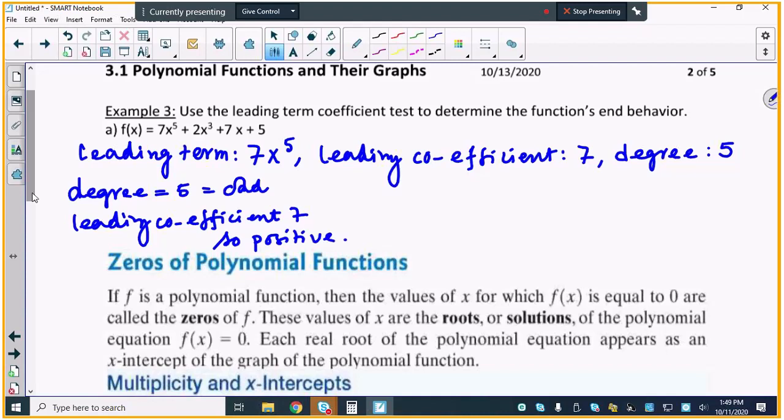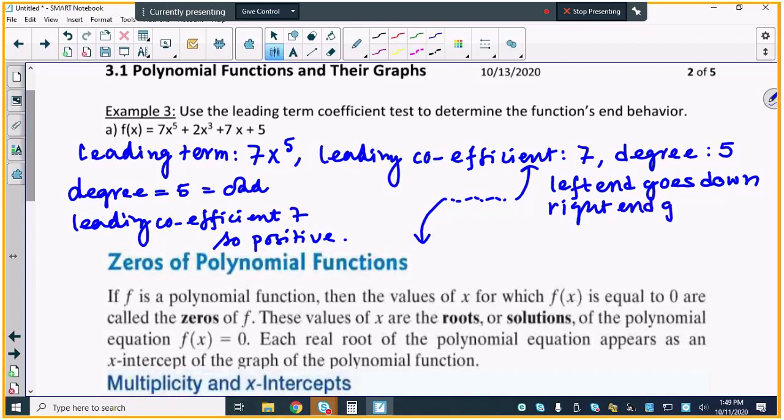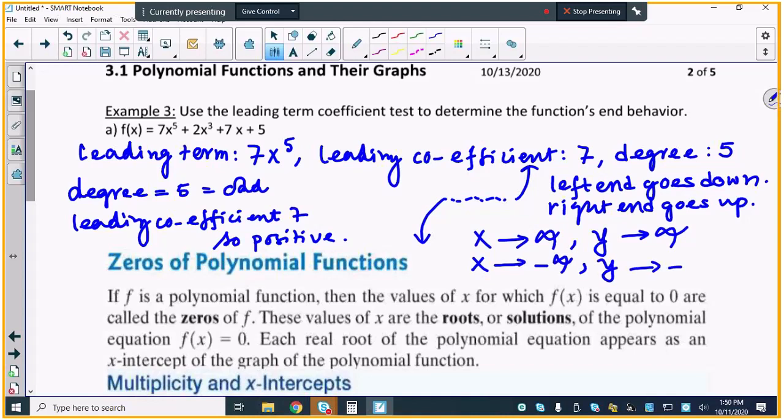That if I do the long run behavior, then the left end of the function will go down. We do not know what's happening in between, but the right end is going to go up. So we say left end goes down, right end goes up. What else? You can also say as x goes to infinity, y is going to infinity, but as x is going to negative infinity, y is going to negative infinity.